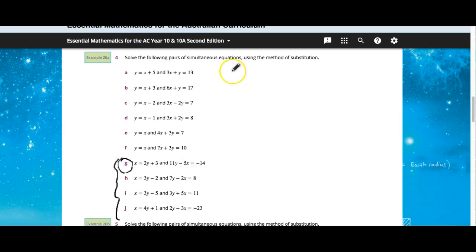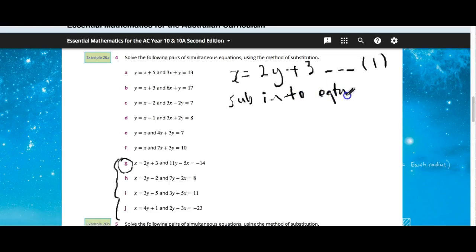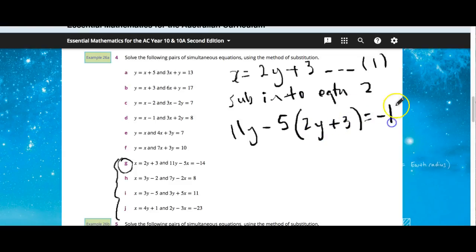If we look at x, our first equation is x equals 2y plus 3. Wherever I see x in this equation, which is here, I'm going to substitute that in. I'm just going to delete that because otherwise I can't read the equation. Some people like to call that equation 1. So I'm going to sub into equation 2. You don't have to write that. We have 11y minus 5, remember x is 2y plus 3, equals negative 14.